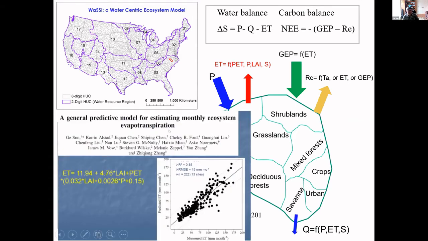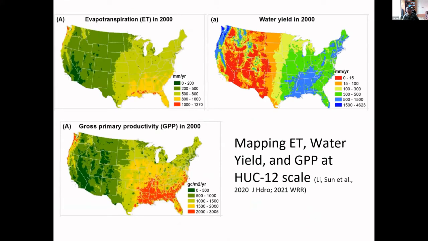When we published the paper on a simple model, we could predict evapotranspiration based on three factors: leaf area index, potential ET, and the amount of precipitation. So you can have a very tight prediction. We incorporate this into our model. We can simulate the water balance for the entire US over 88,000 watersheds. That's the kind of scale we simulate. And here is an example of the map. We have evapotranspiration, water yield, and also GPP at watershed scale.